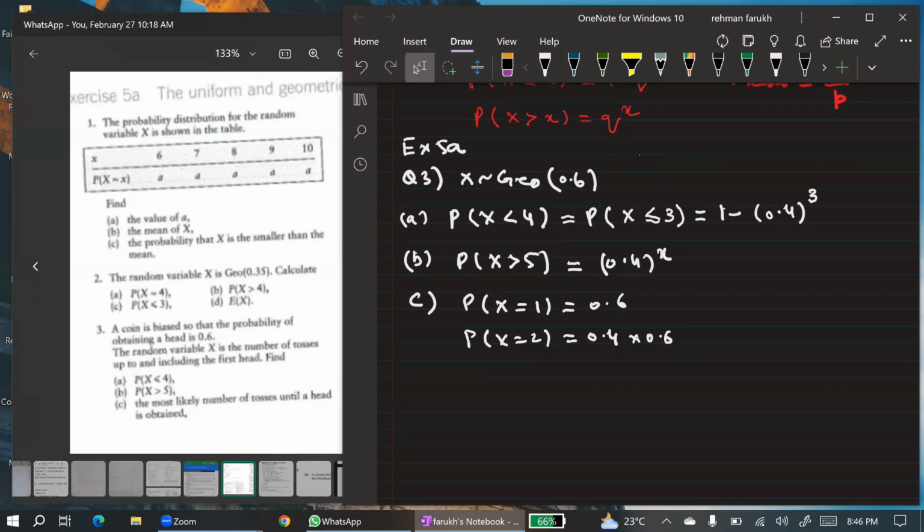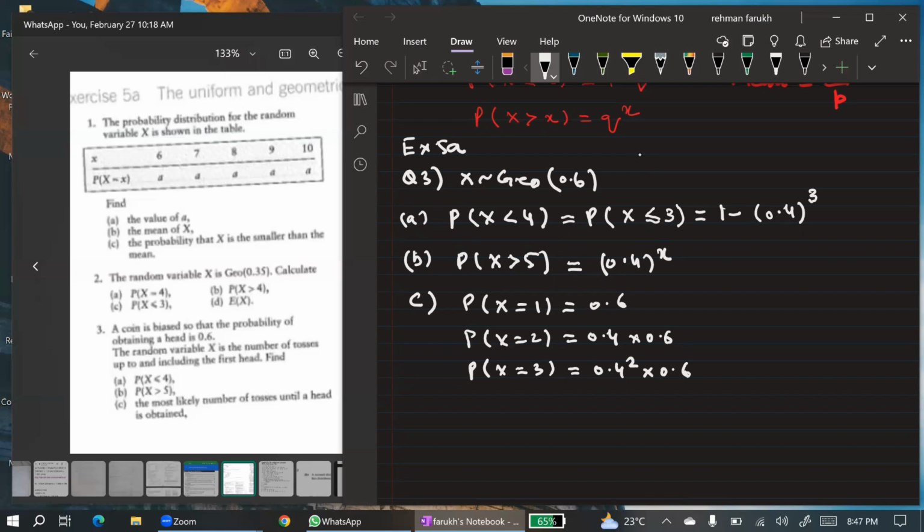Which one is greater? Probability of x is equal to 1 is greater or probability of x is equal to 2 is greater? As we increase the number of trials, the probability will get smaller, smaller, smaller, and smaller. So, which trial has the greatest probability? The first one.